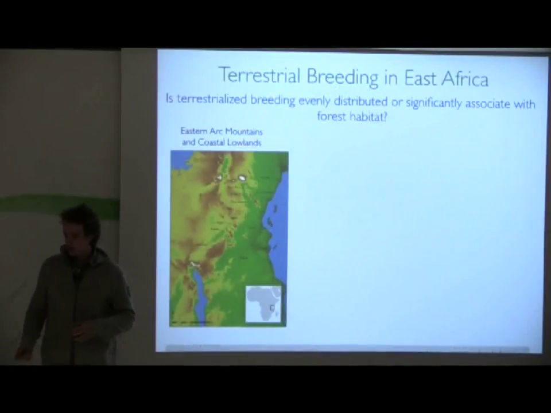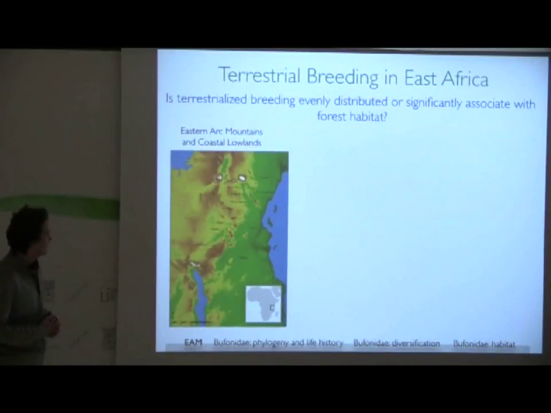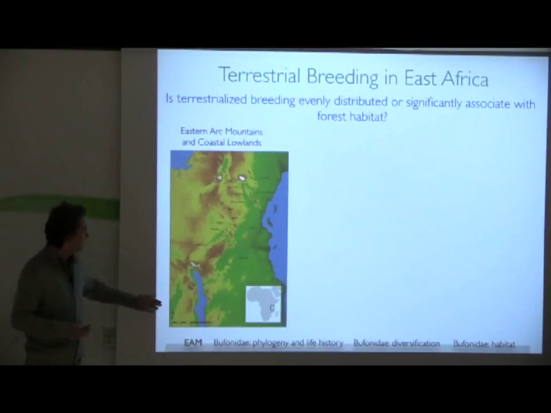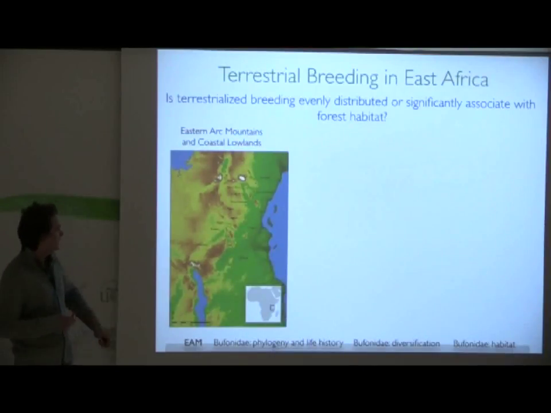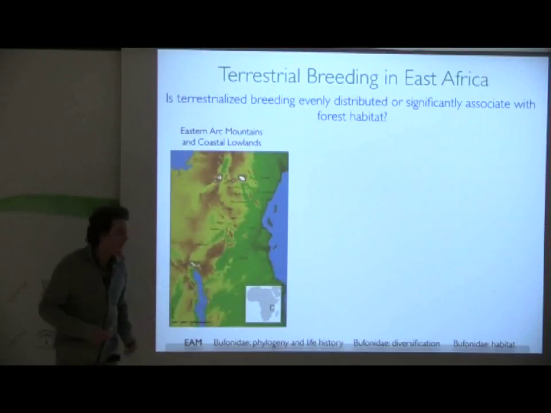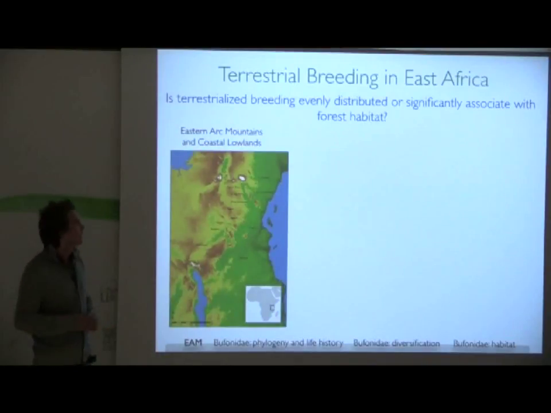So the Eastern Arc Mountains. The Eastern Arc Mountains are a mountain range sort of diagonally dissecting Tanzania in East Africa. They consist of 12 independent mountain blocks, and together with the adjacent coastal lowlands, this area makes up one of the biodiversity hotspots of the world. It's renowned for its species richness, and amphibians are no exception in this case.